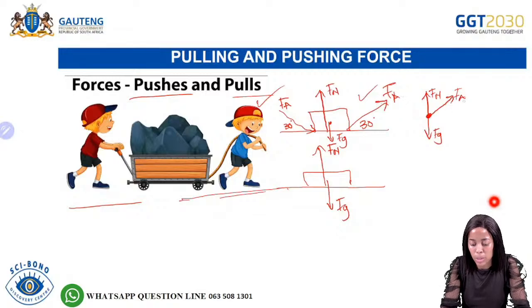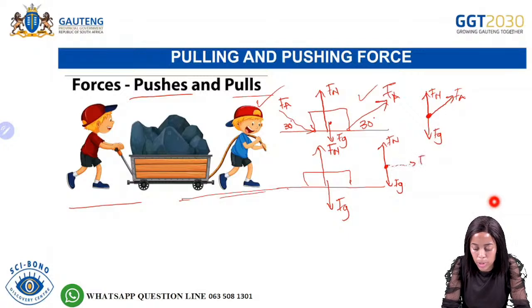So if I was to represent the components for this one, then again I would have the dot, I would have the normal force, I would have the gravitational force, and then to the right I would have a component of my applied force, which will be represented by Fx. And then I would have a component for my applied force again, which will be represented by Fy.